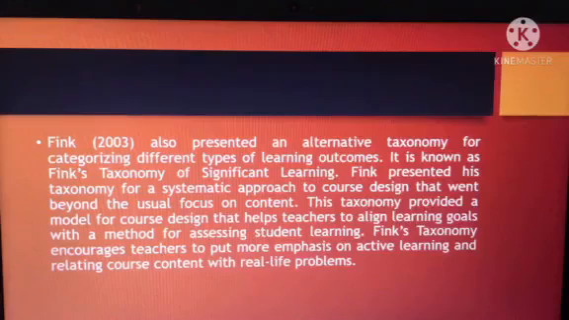Fink, 2003, also presented an alternative taxonomy for categorizing different types of learning outcomes. It is known as Fink's taxonomy of significant learning. Fink presented his taxonomy for a systematic approach to course design that went beyond the usual focus on content. This taxonomy provided a model for course design that helps teachers to align learning goals with the method for assessing student learning. Fink's taxonomy encourages teachers to put more emphasis on active learning and relating course content with real-life problems.